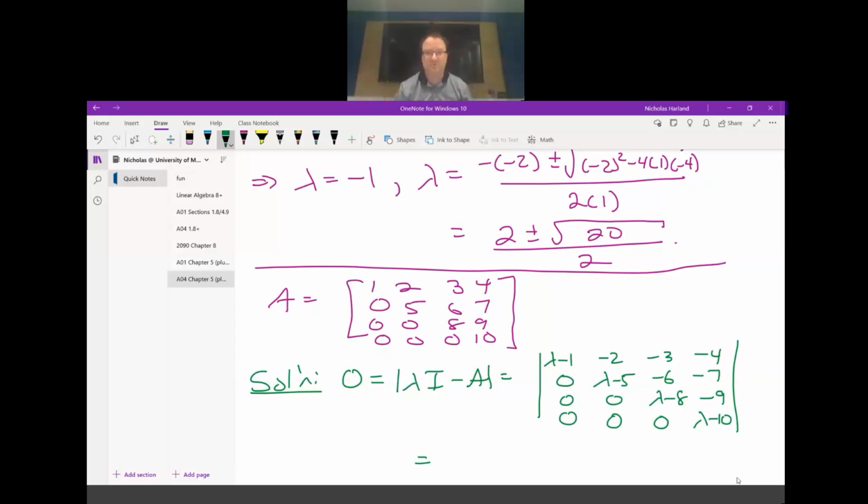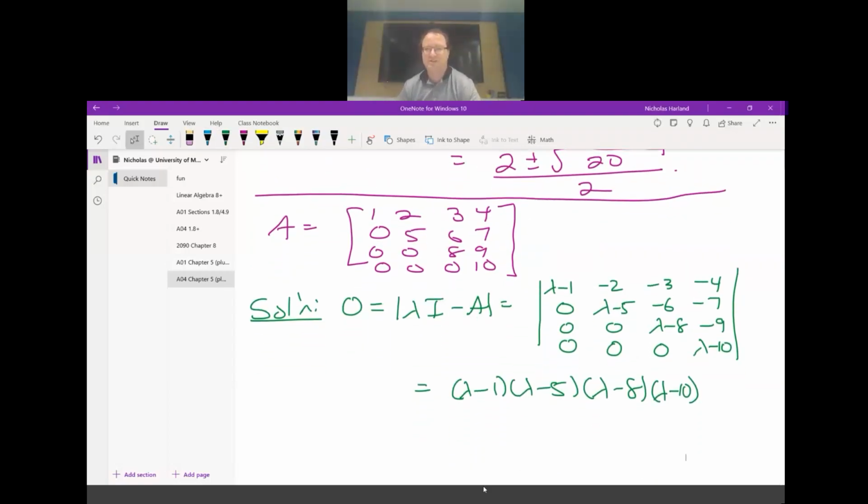So again, in terms of how easy or hard the matrix is, we all start from the same place: 0 is equal to the characteristic polynomial. We just find the determinant of lambda I minus A. This is a 4 by 4, so there are 16 entries instead of 9 or 4. It looks worse, but we have a bunch of zeros, so that makes it a little bit nicer. What's the determinant of this matrix going to be? Just the product of the diagonal: lambda minus 1, lambda minus 5, lambda minus 8 times lambda minus 10.